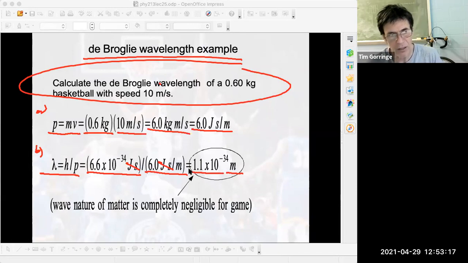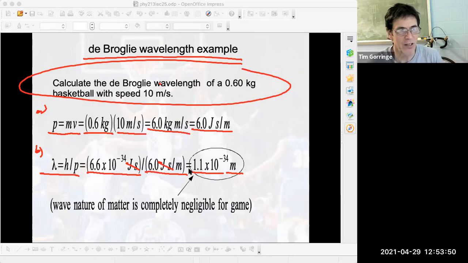So, basketball does have wave-like properties, but those properties are only exhibited at distance scales, size scales, of the wavelength. Basketball interference and diffraction would only be exhibited at distance scales of its wavelength. Its wavelength is 1.1 times 10 to the minus 34 meters. I mean, that's tiny.